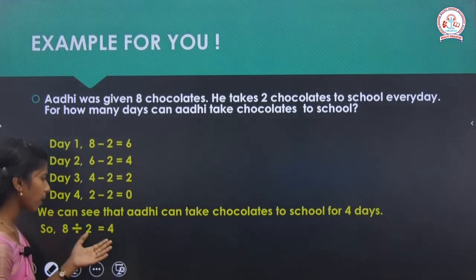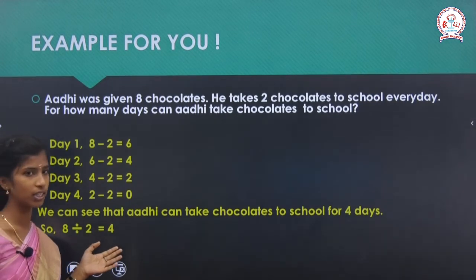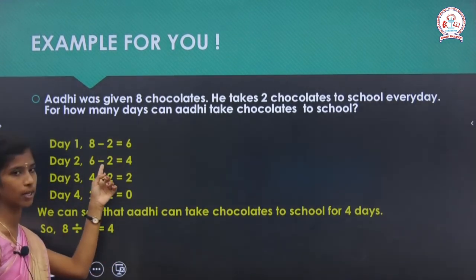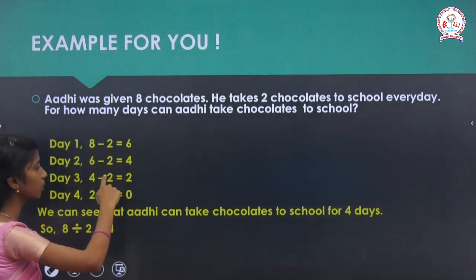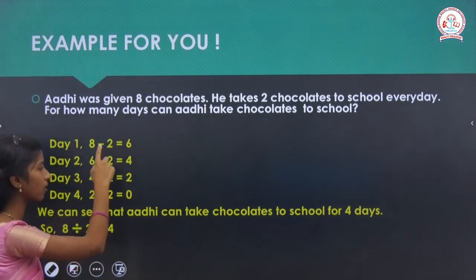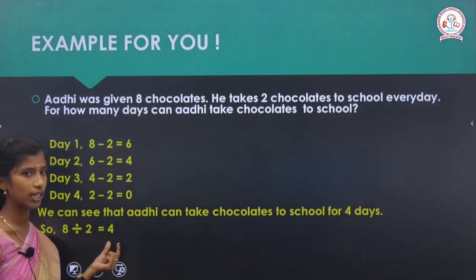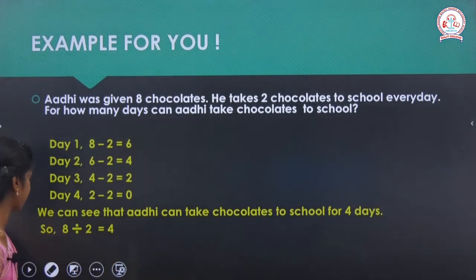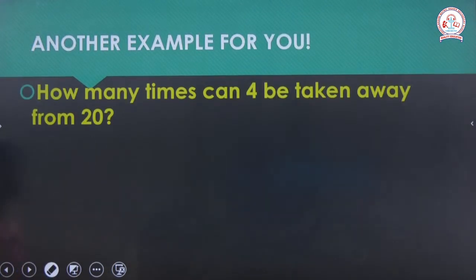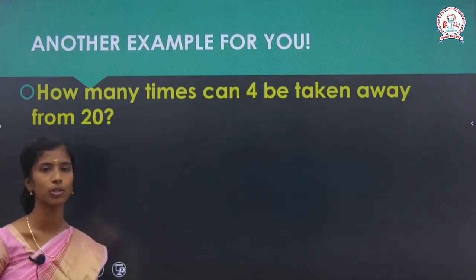So listen children, here we have 8. 8 is nothing but the dividend and 2 is nothing but the divisor and 4 is called the quotient. So how we got this quotient? So we subtracted 2 from 8 by repeated subtraction, right? We have subtracted 2 4 times. So 1, 2, 3 and 4. The quotient we got is 4. So that is the answer here.